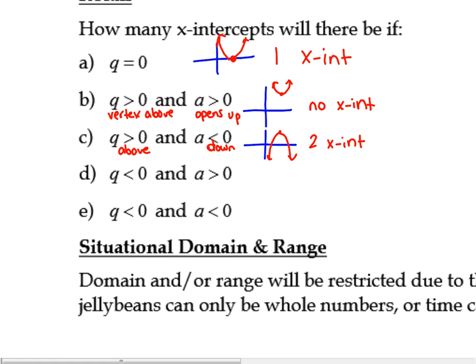So math teachers love these type of questions where it's very abstract. You have to understand the formula, right? We love questions like that. And you have to really think your way through it.